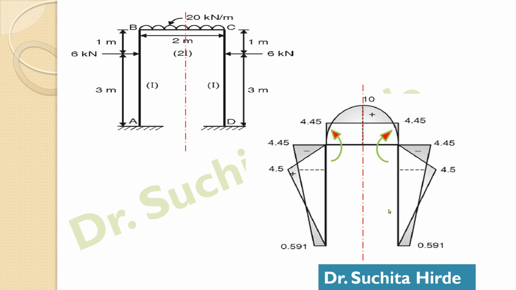That means if the frame is symmetrical, then we can solve only half of the frame and draw bending moment diagram on one side. The bending moment diagram on other side will be just the mirror image of this side. So that is the advantage of axis of symmetry. We have to solve only half of the part of that problem and we can take the values on other side equal and opposite in nature.